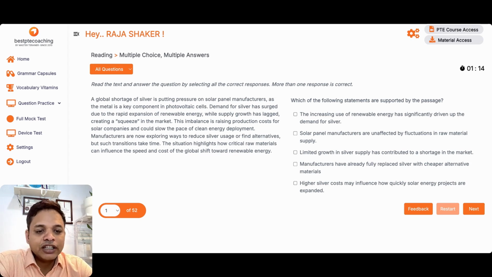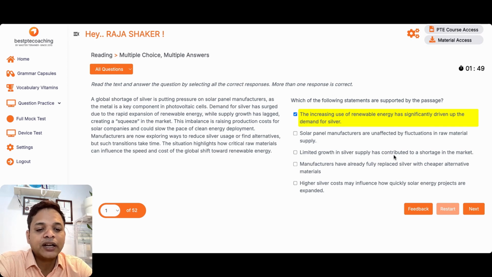Increasing use of renewable energy has significantly driven up the demand for silver. Of course, this is correct as per the passage. If you look at the second and third lines, pay attention: demand for silver has surged due to the rapid expansion of renewable energy. Solar panel manufacturers unaffected by fluctuations? No, they are very much affected by the fluctuations in the raw materials. So that is a false statement. It is not a true statement.